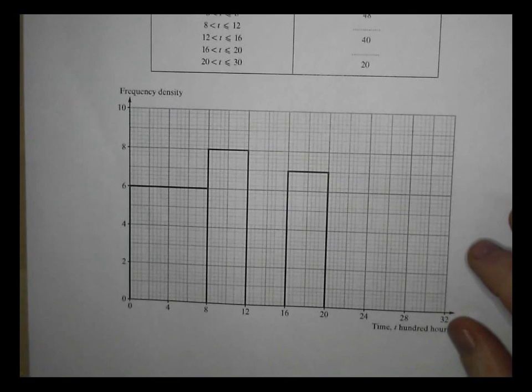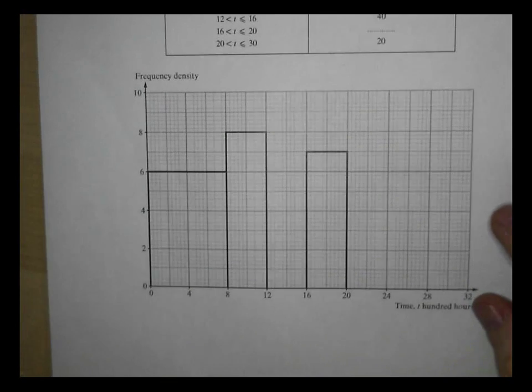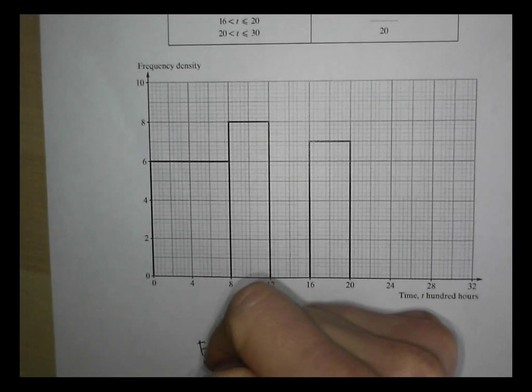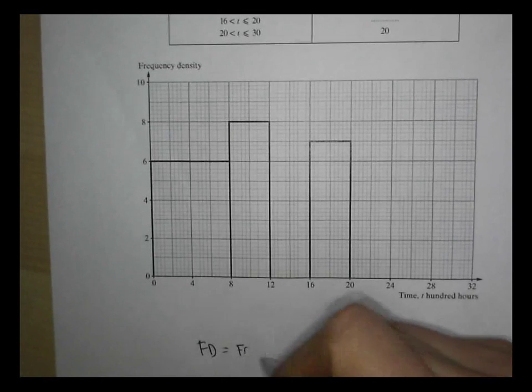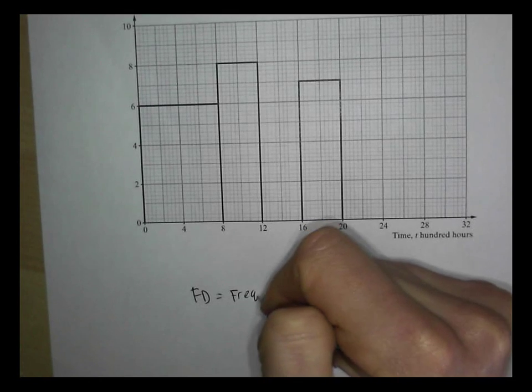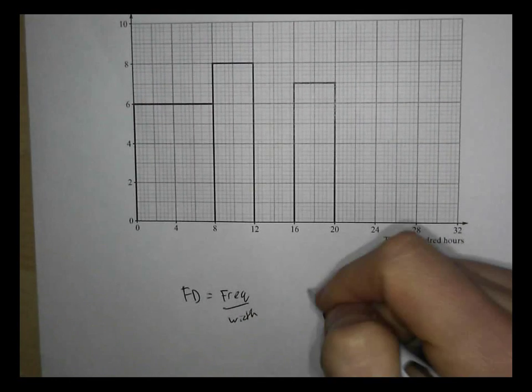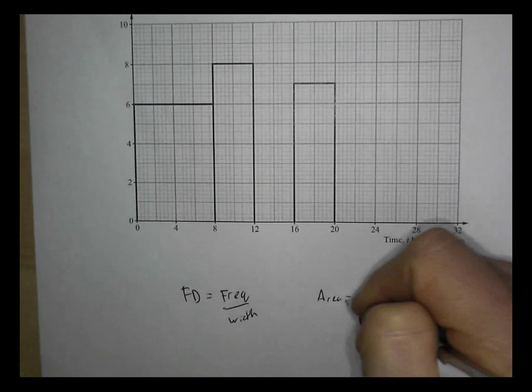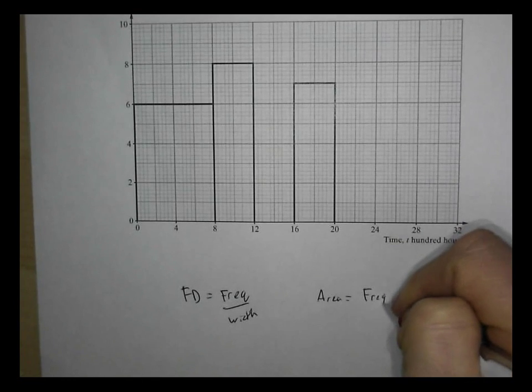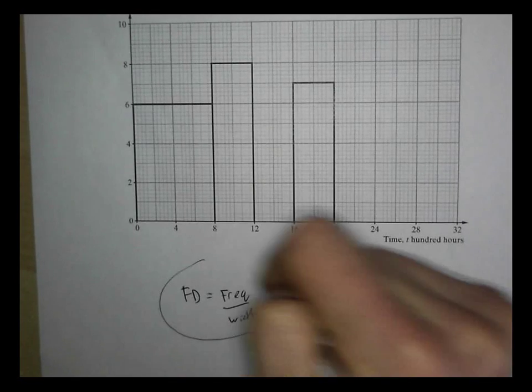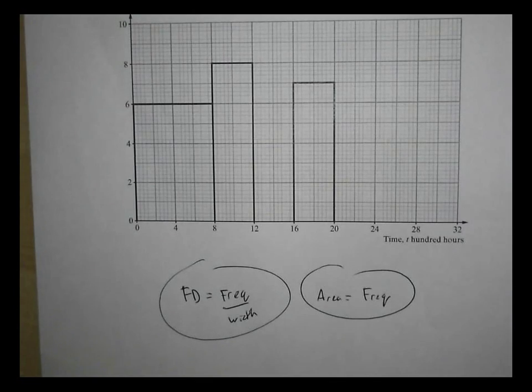Alright, what do we know about histograms? There's a big thing we need to know, which is that frequency density is equal to frequency divided by the width of each group. And the other thing that's really important is that the area of each bar is equal to the frequency of that bar. If you remember those two things and you know how to apply them, you can't really go wrong with histograms.